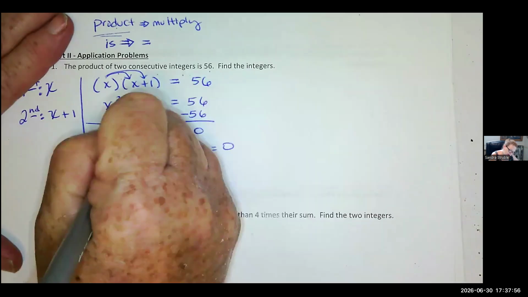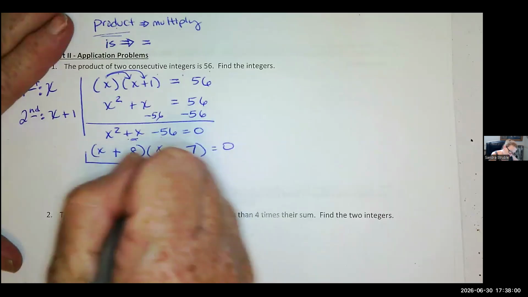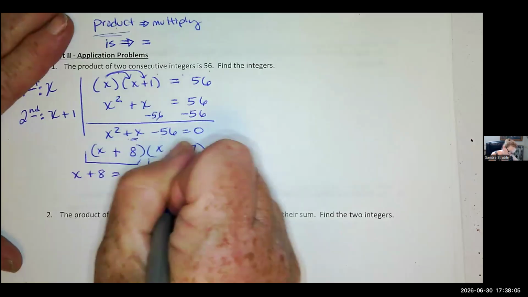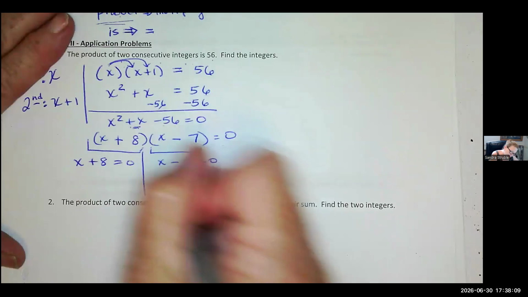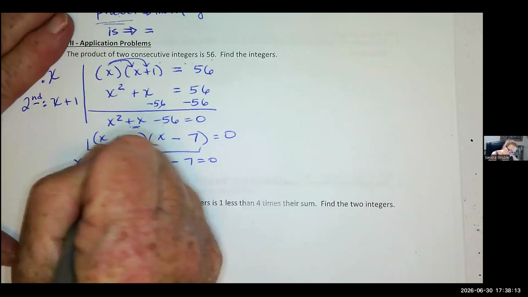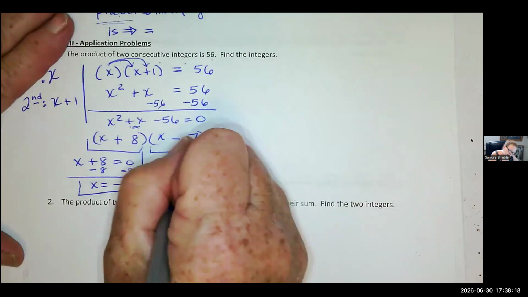Now that I've got it factored, I'm going to take each of these binomials and set them equal to 0, solving for x for both. This one has 8 added to x, so we're going to subtract 8 from both sides. X is equal to -8. There's one answer. The other one has 7 minus x, so we have to add 7 to both sides. X is equal to +7.